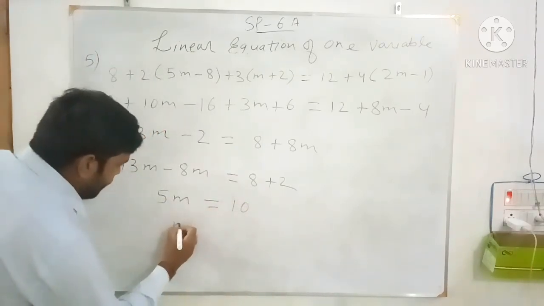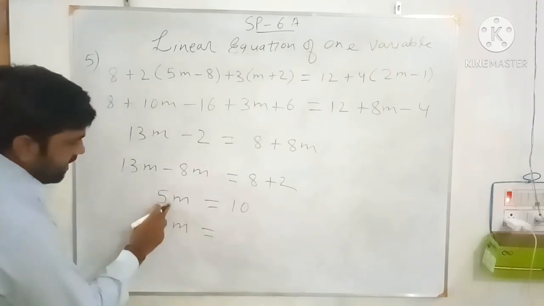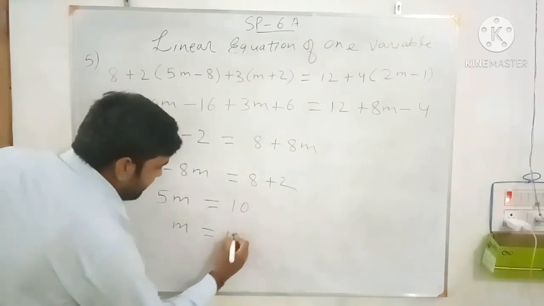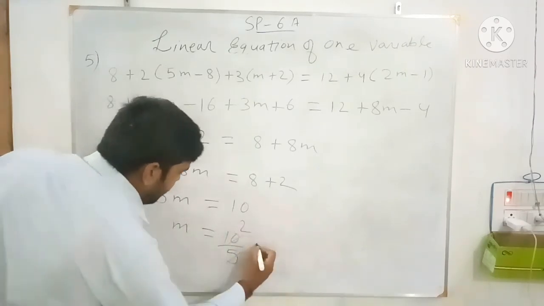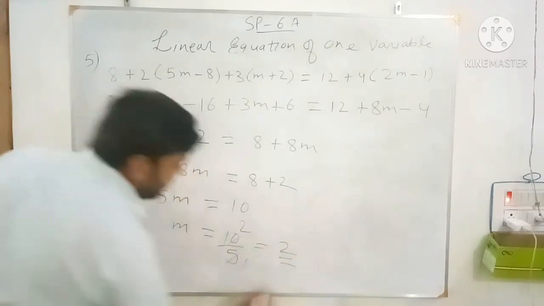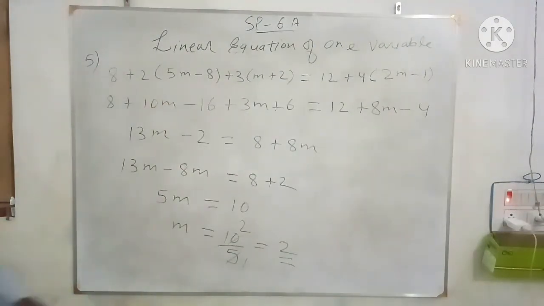Now 5 we transpose. Now 5 is multiplied with m. So when you transfer to the right hand side, it will divide the term on the right hand side. Now 5 1s are 5, 5 2s are 10. So the value of the variable m is 2.